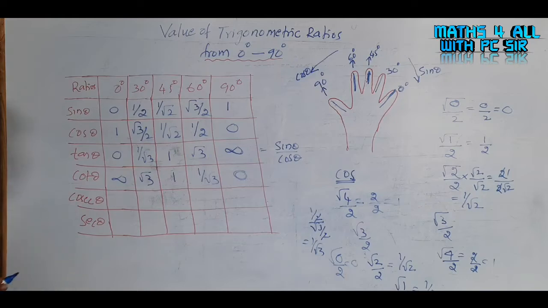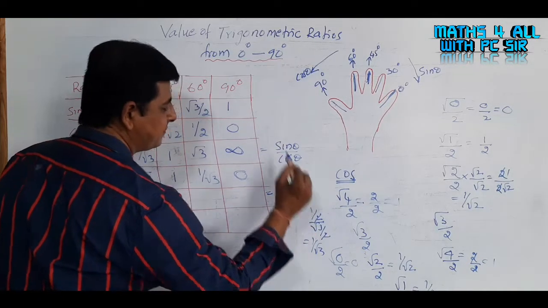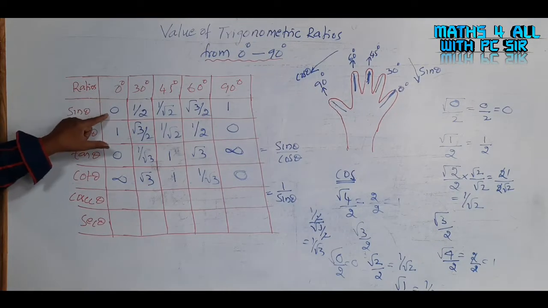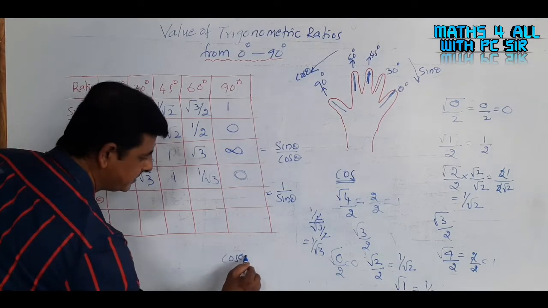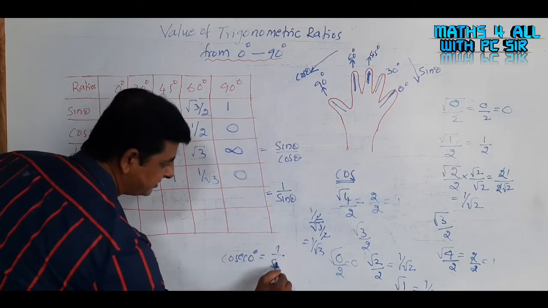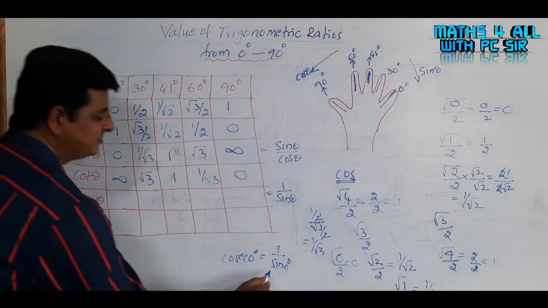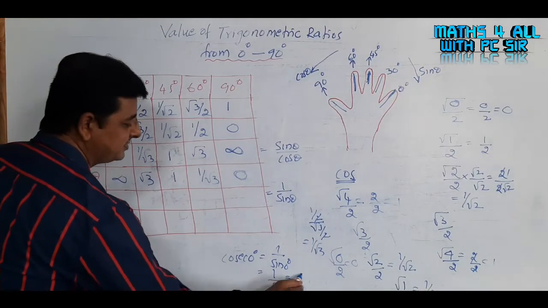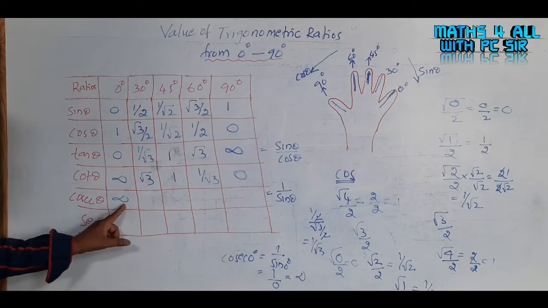And next, coming to cosec theta. Cosec theta is nothing but 1 by sin theta. Just change the fraction. Sin 0 is 0. And cosec 0 is equal to 1 by sin 0. 1 by sin 0 means 1 by what is the value of sin 0? 0. So that is infinity. Clear? Cosec 0 equal to infinity.